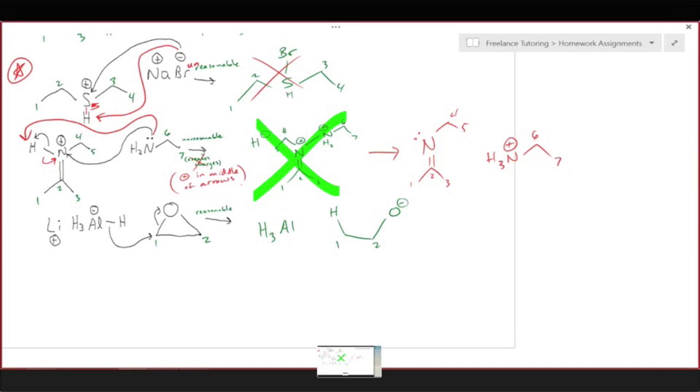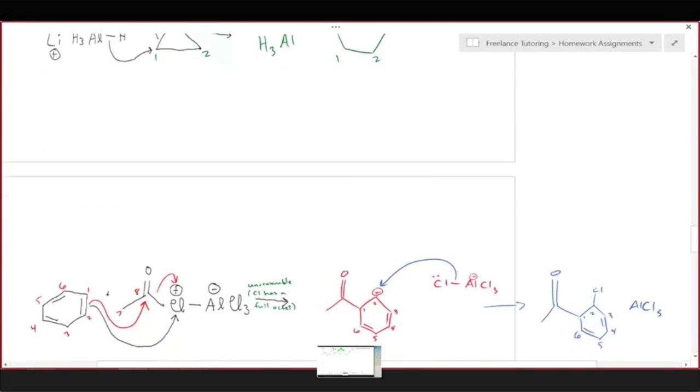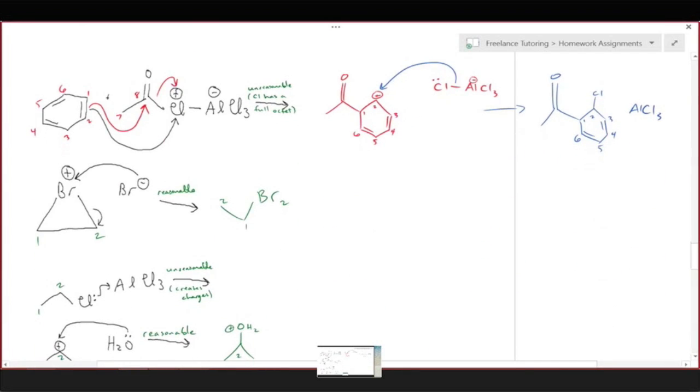Let's see. You said that those were reasonable arrows, and that's true. They are. And you also drew the product correctly from that, but the key thing is you saw those were reasonable arrows. Okay, good. So let's keep going. Unreasonable.